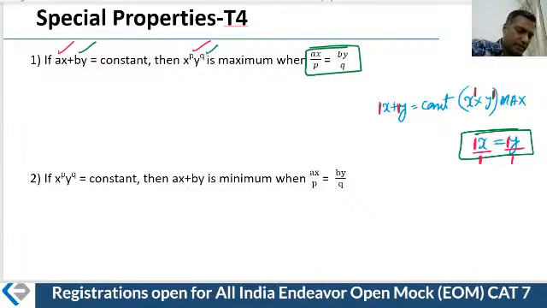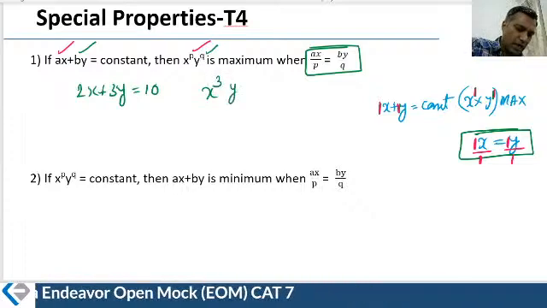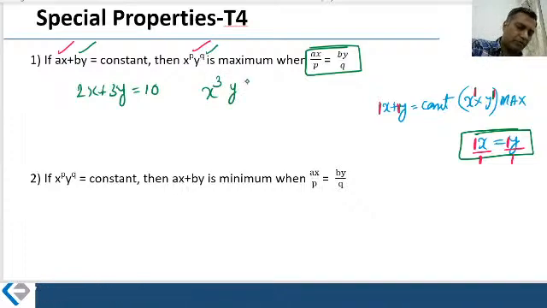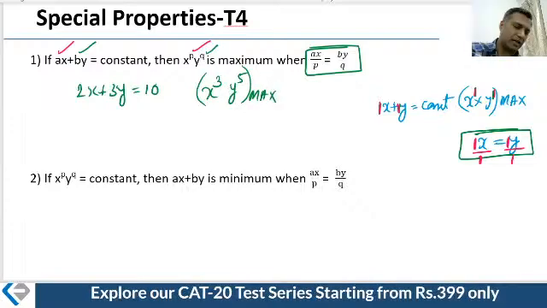For example, if I write 2x plus 3y is equal to 10, and I want the maximum of x cube and y power 5, where x, y, a, b are all positive real numbers, what is the condition? The condition is simple, my friends.